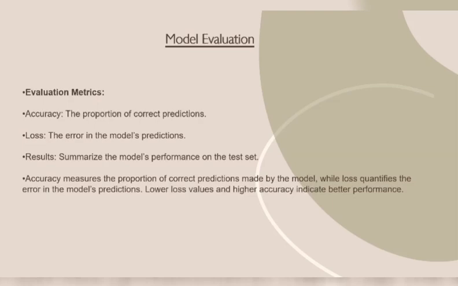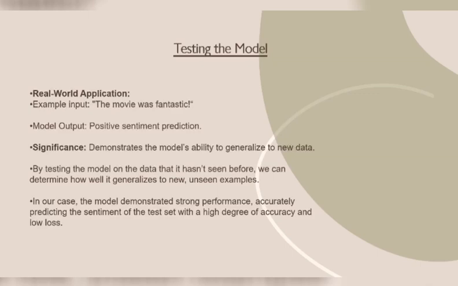Basically, accuracy measures the proportion of correct predictions made by the model, while the loss quantifies the error in the model predictions. Lower loss and higher accuracy indicate better performance. So we are going to move to the next part, which is the last part, testing the model. We need to deploy the model after testing in real world applications, so we need to test the model for real world application.